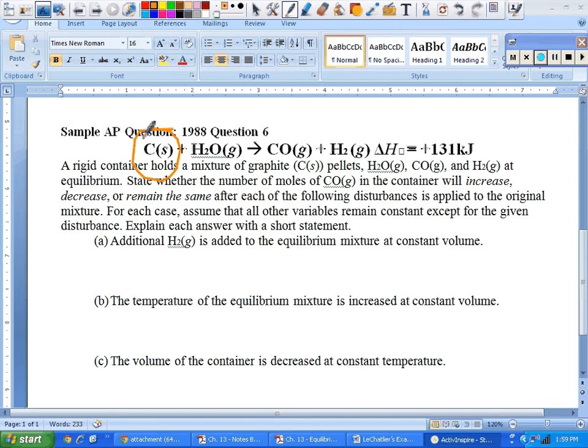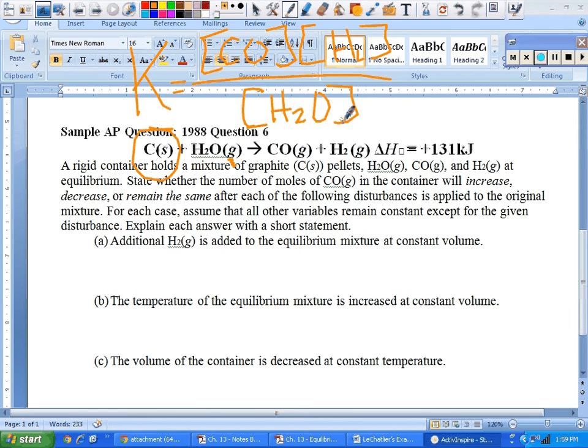Now again, we say liquid water because it has many forms. But here's the deal. There's water, but it's a gas, so it goes in. So when you wrote this, the K expression should have been CO times H2 all over H2O. That should have been the K expression. Yes, sir. Aqueous. Okay. So really, the only things that go in a K expression are gases and aqueous solutions.